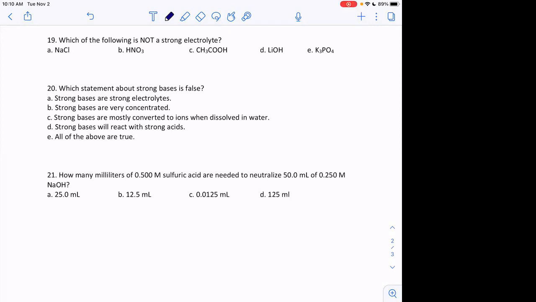Strong electrolyte. It's a salt that's fully soluble in water. Therefore, it's a strong electrolyte. Nitric acid. Oh, I gave it away. What's HNO3? But that's a classic strong one, right? You have to memorize your strong acids: nitric acid, perchloric acid, sulfuric acid.